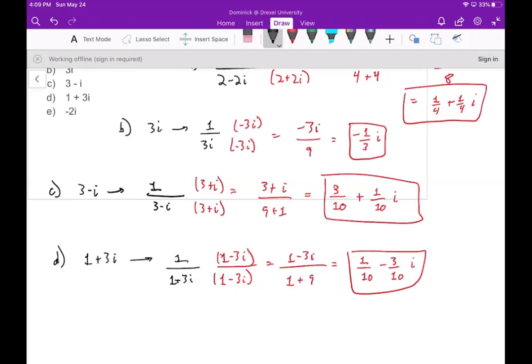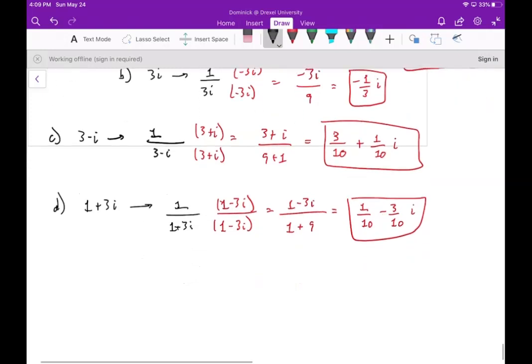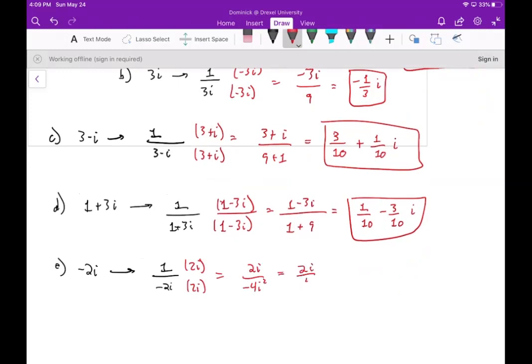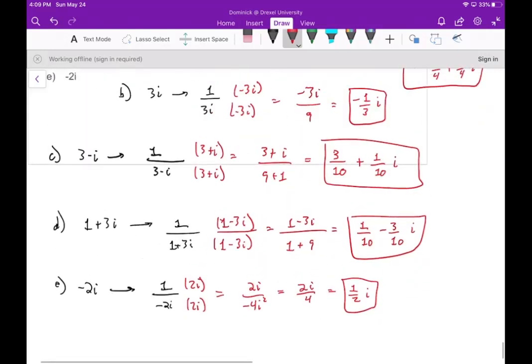Okay, and then last but not least, we have a minus 2i. So the reciprocal we want is 1 over minus 2i. So the conjugate is 2i, positive 2i. So we get a 2i over negative 4i squared. So we get a 2i over 4. So we get a 1/2 i. Okay, so I believe, yep, that's the last example.